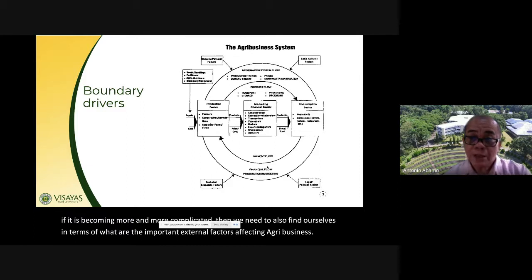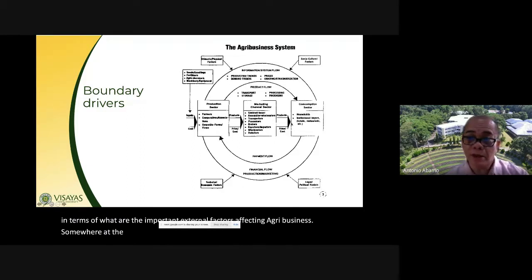Somewhere at the middle is the actual agribusiness activity going on. Now, there are external factors that are going to disrupt the operation of agribusiness, so that without considering them, they can make or unmake our agribusiness activity, and make or unmake the profitability or viability of the agribusiness enterprise. Remember, this is what we call the actual dynamics of agribusiness activity. You have the different players here in the middle.